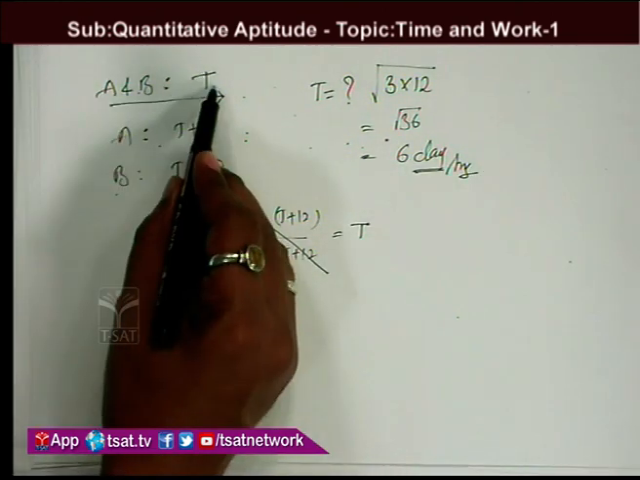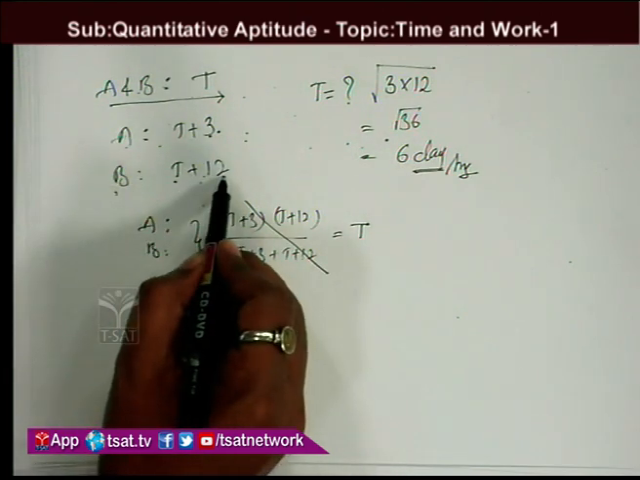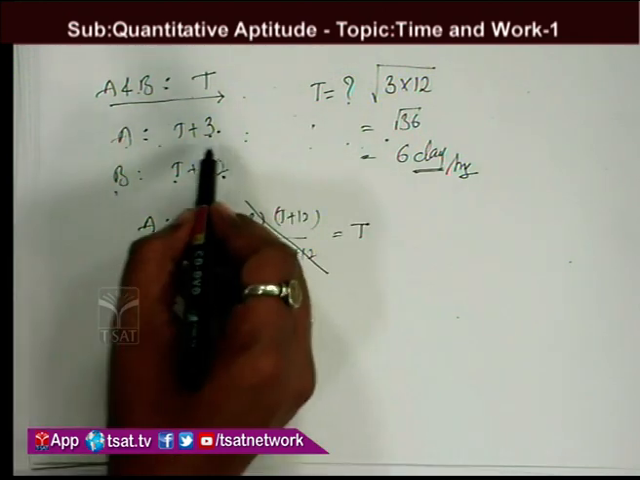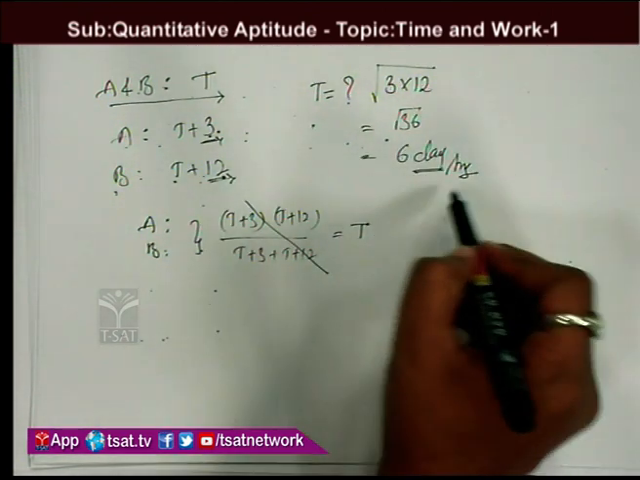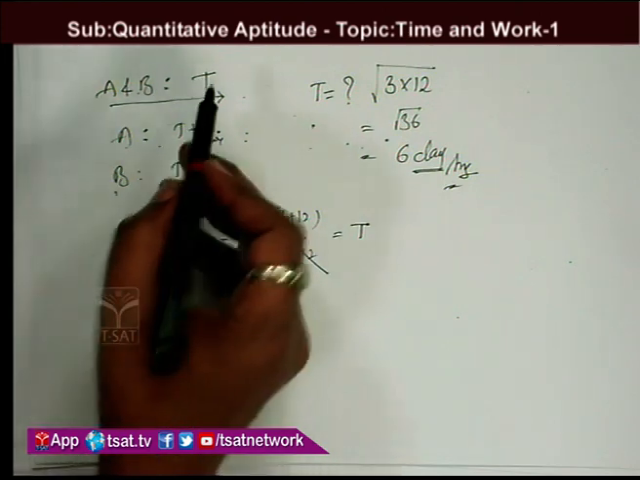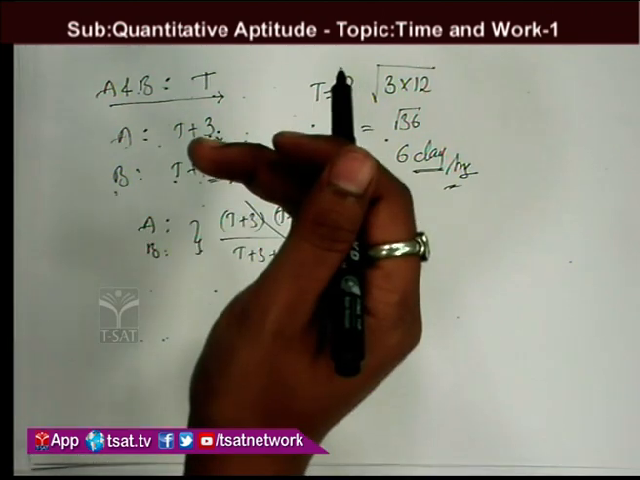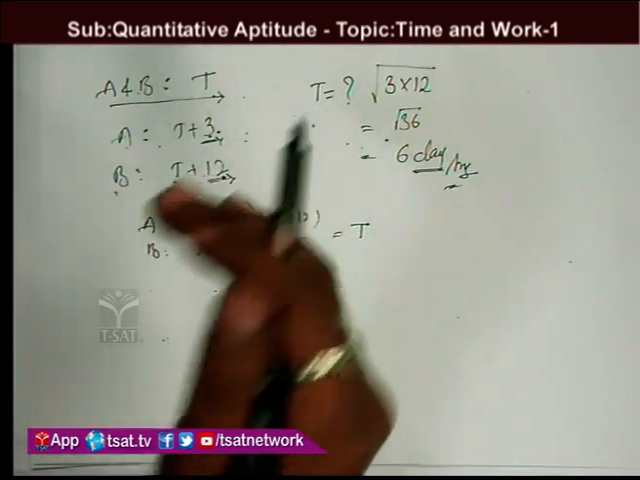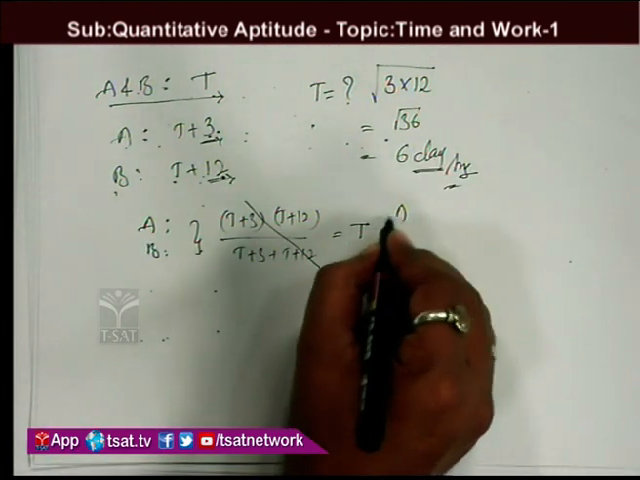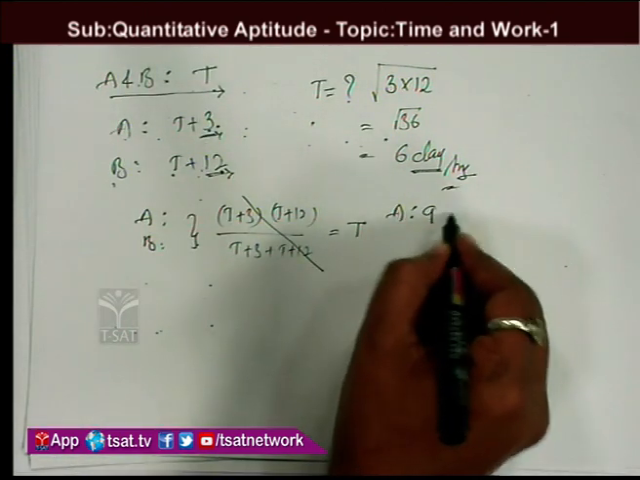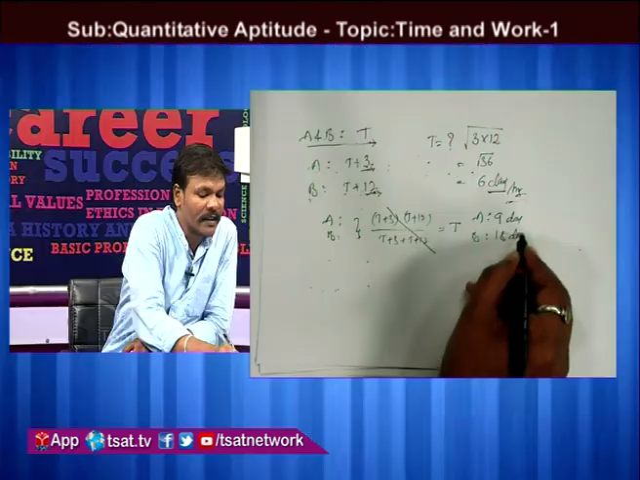So, when A and B together take T days, A alone completes the work in T plus 3 and B alone completes it in T plus 12, the T value is the square root of 3 into 12, that is 6 days. The condition is that A takes 3 days more than A and B together, and B takes 12 days more, and the square root of the product of both values is the T value. So, A can complete the work in T plus 3, that means 9 days, and B can complete the work in 6 plus 12, 18 days. Simple question.